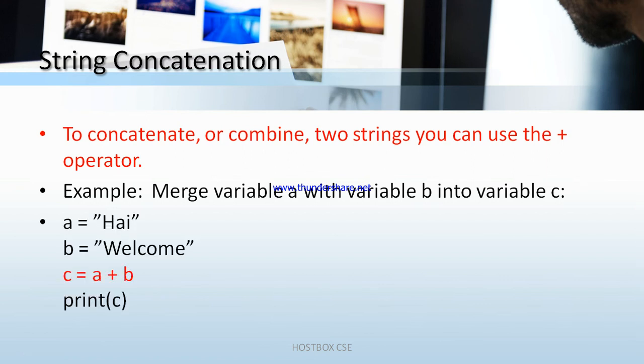For example, I have a word A called hi, and B called welcome. Now you want to concatenate the above two strings. So I can use C is equal to A plus B. At last I can print the value of C. So we can see the variable changes. At last we will get the output hi welcome, like that.